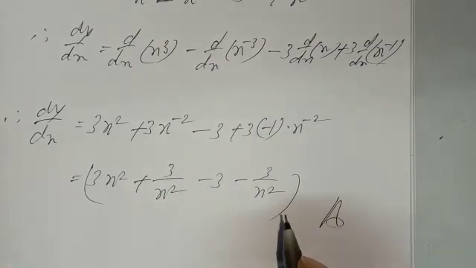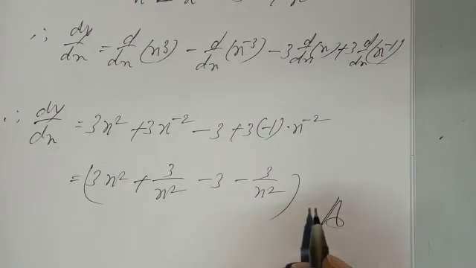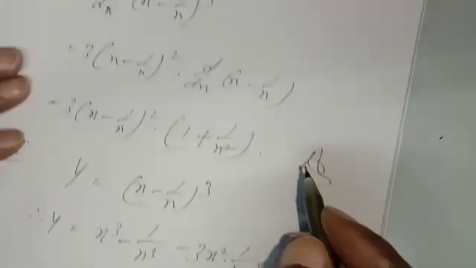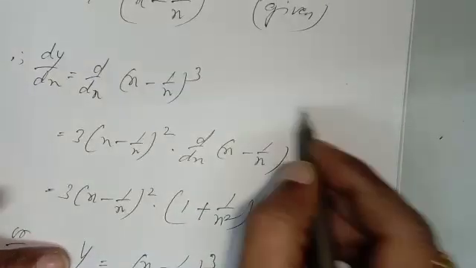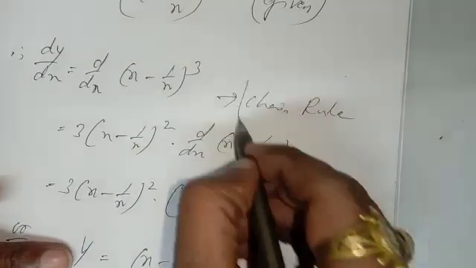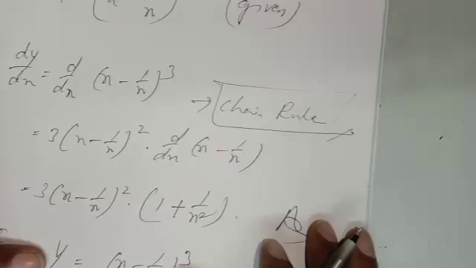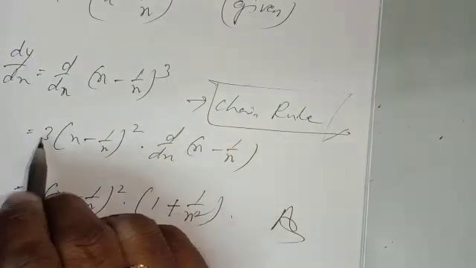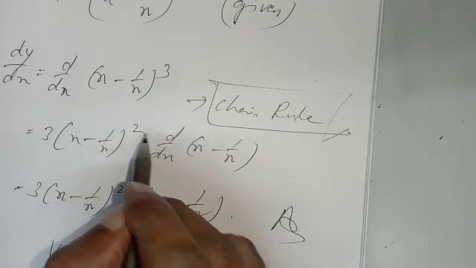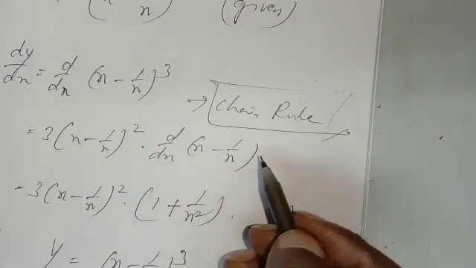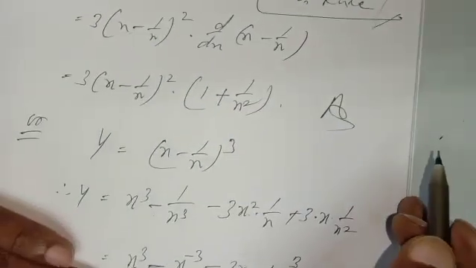In two ways I have explained. I think the first one is easier if you apply the chain rule. This one is by the help of chain rule. Okay. By applying chain rule means first you have to apply the formula for cube, that is 3 whole into (x minus 1 by x) whole square. Again you have to apply the inside derivative of x minus 1 by x. This is called chain rule. I hope it is clear for you.